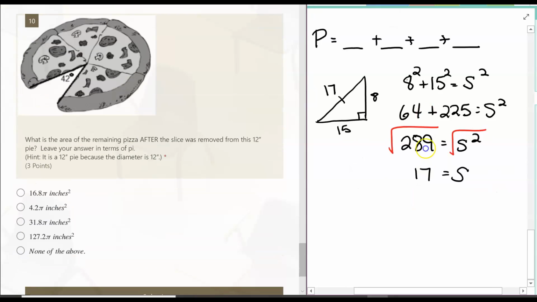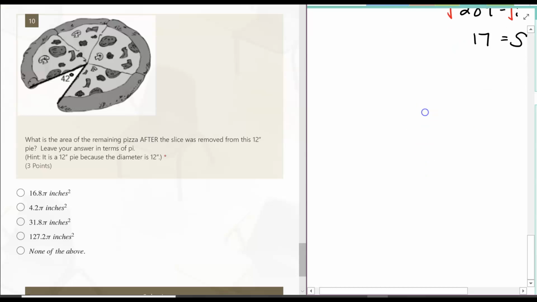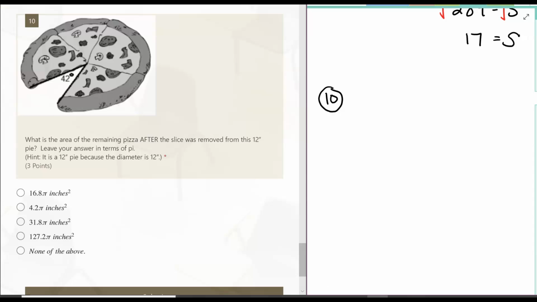Last question, number 10. What is the area of the remaining pizza? So first and foremost, if 42 degrees of 360 degrees were taken out, that means I'm left with 318 degrees out of the full 360 degree circle, right? If I'm looking for how much pizza remains after this slice was removed. It's a 12-inch pie, and the hint reminds us that when we're talking about pies and we're told how many inches the pie is, we're being given the diameter.